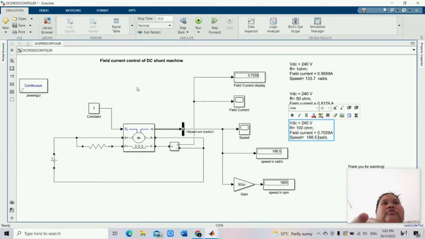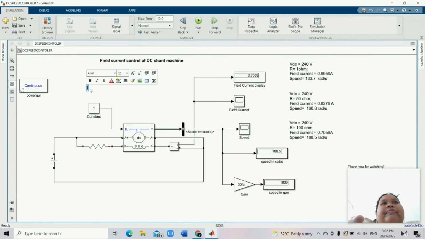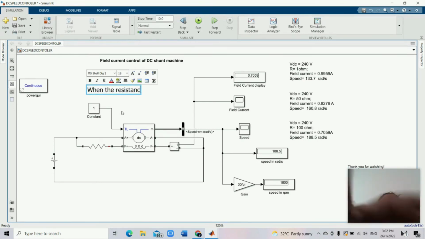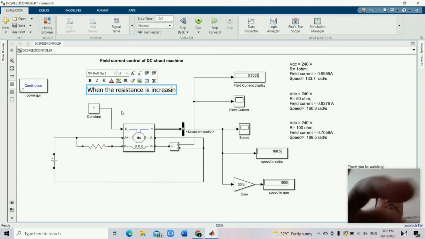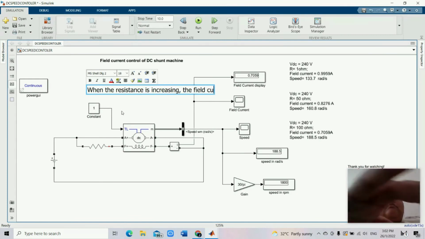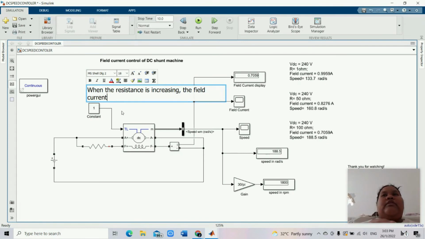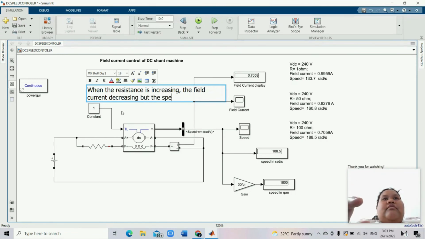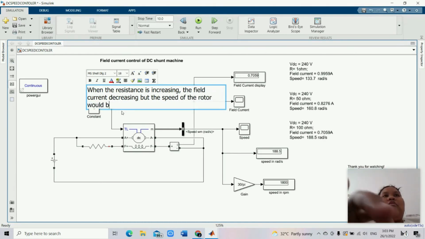So in conclusion, we could say that when the resistance is increasing, the field current is decreasing, but the speed of the rotor will be increasing.